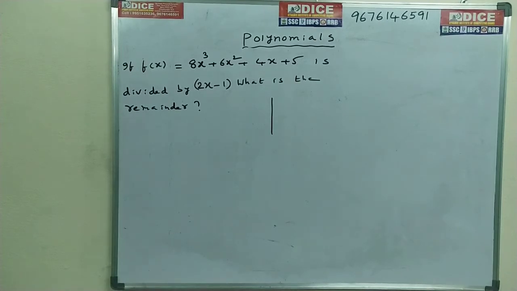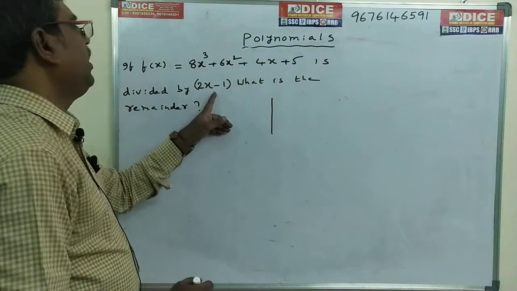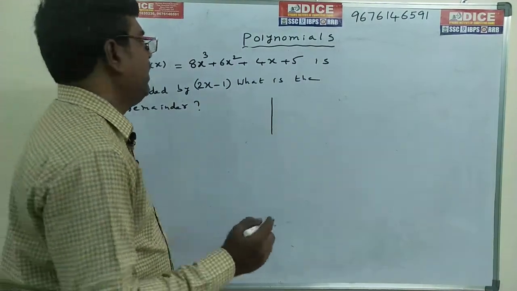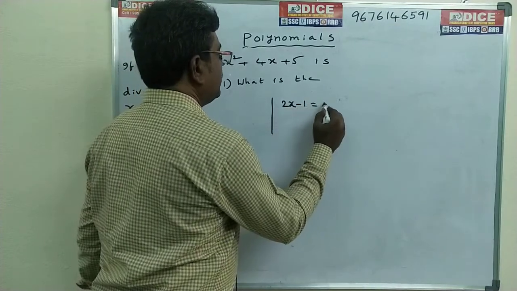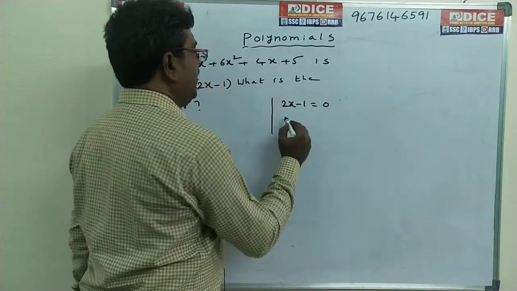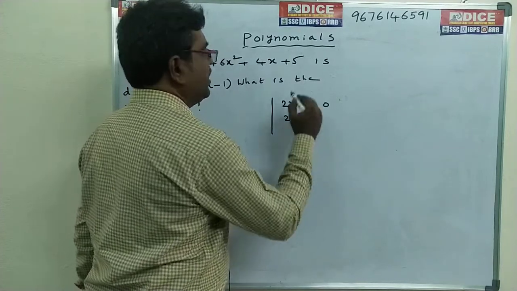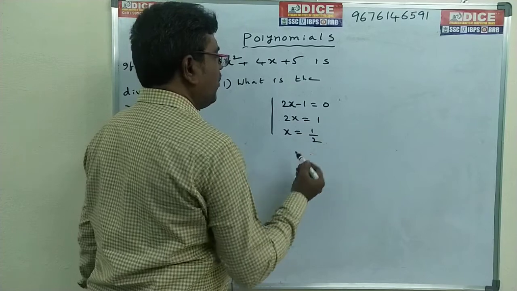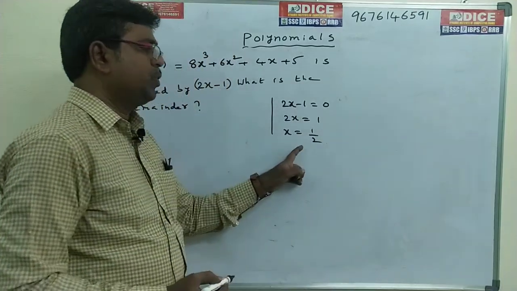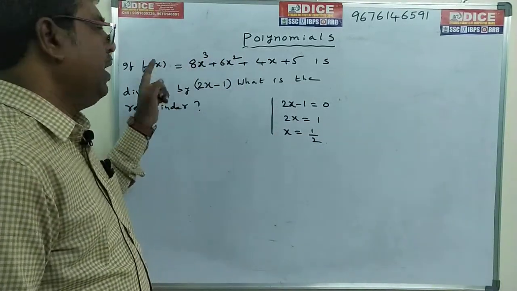Same process. Now here it is divided by what? 2x minus 1. So 2x minus 1 is equal to 0. Send minus 1 to that side. 2x is equal to plus 1, send 2 downwards, x is equal to 1 by 2. So finally the value of x is 1 by 2. Substitute this x value 1 by 2 in this function f of x.